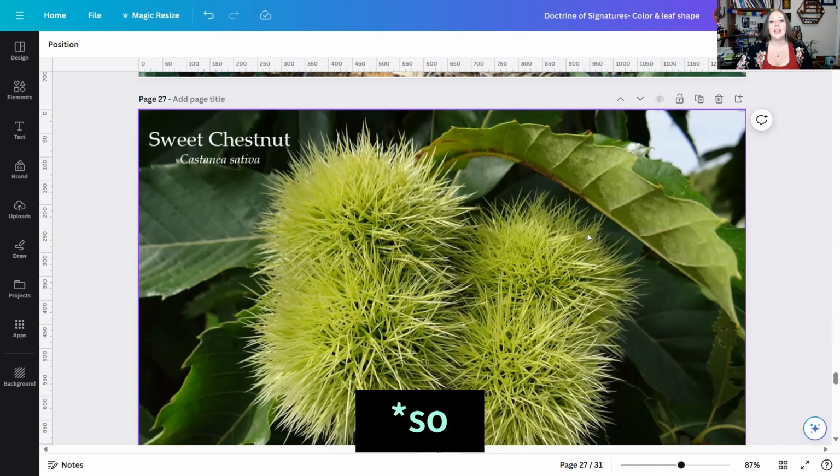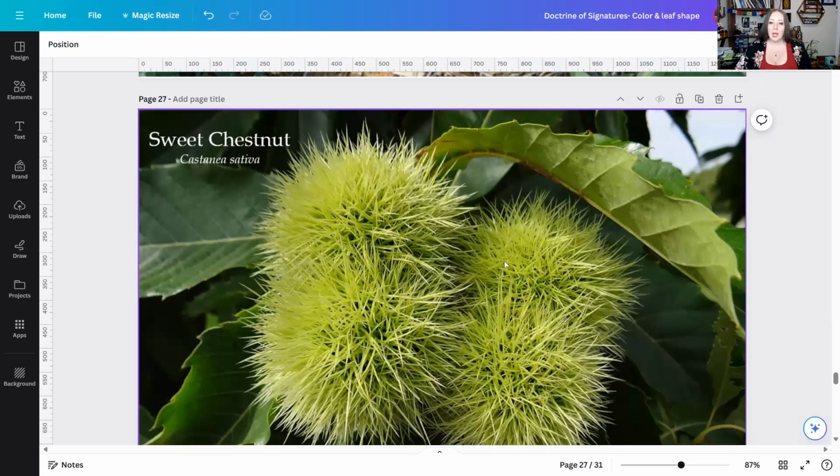Even just looking at this, another signature that you could pick up from it would be a ball of nerves, is what's coming to mind when I see this. Somebody who's just tightly wound, potentially something like sweet chestnut could help you.